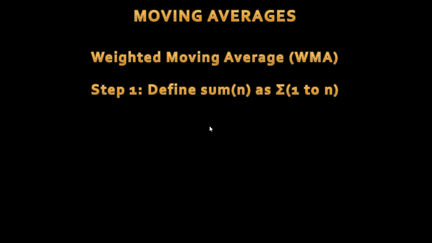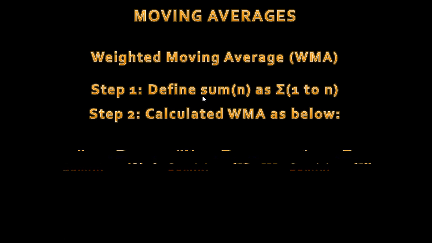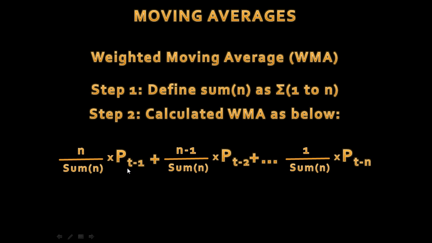The first step in determining a weighted moving average is to define the sum of n for n periods. So for example, if we are calculating a 5-day weighted moving average, then we calculate the sum of numbers from 1 to 5, and this is what is represented here by sum of n. The next step is to calculate the WMA by using the following formula.